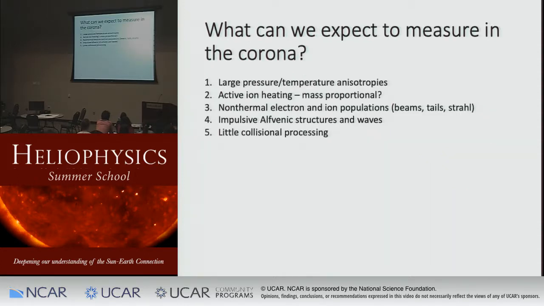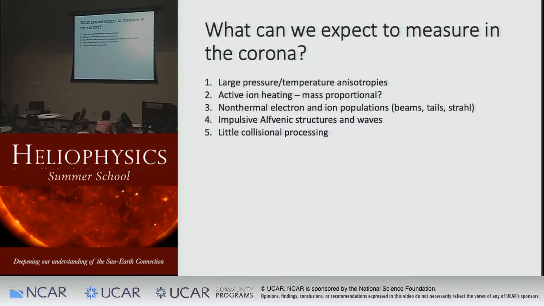But the question here is, what can we expect to measure in the corona? I think we have clear evidence that there will be large perpendicular to parallel temperature anisotropies in the plasma. We think that the heating of the plasma is occurring in the inner heliosphere. There will be large non-thermal electron populations and drifts between the electron populations. And there's evidence for impulsive Alfvenic structures and waves.